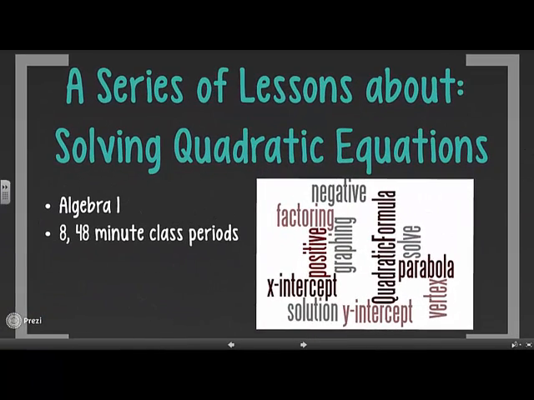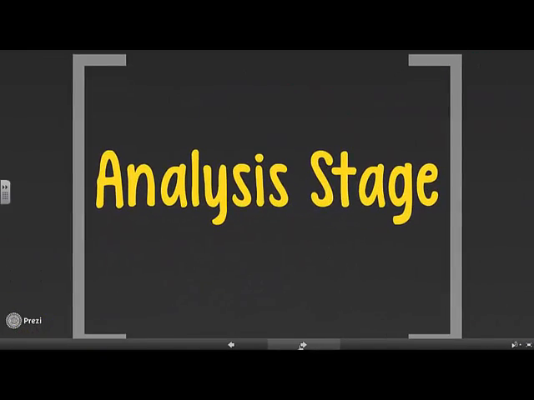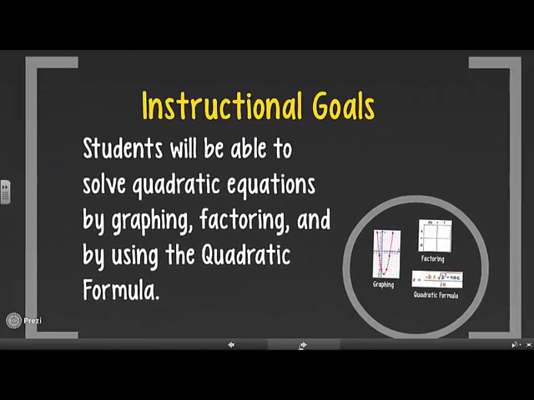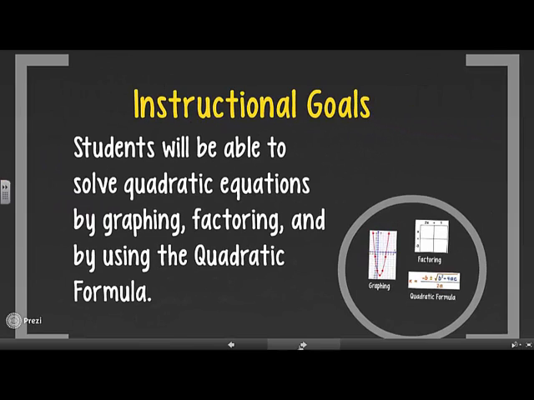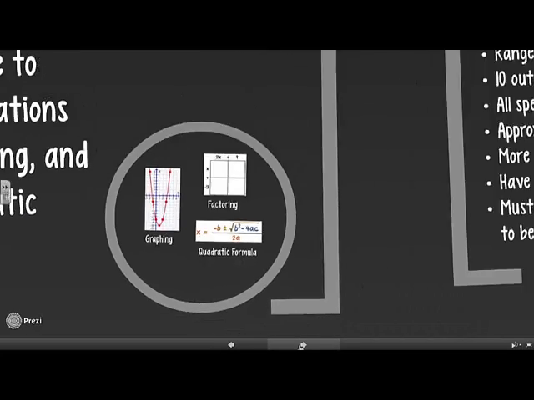This is for a series of lessons about solving quadratic equations. It is for, again, Algebra 1, and it involves about 8 48-minute class periods. The first stage is the analysis stage. The overall instructional goal of this unit is that students will be able to solve quadratic equations by graphing, factoring, and by using the quadratic formula. Here's a little visual of each one of these three methods. We have graphing on the left, factoring on the top, and the quadratic formula on the bottom.